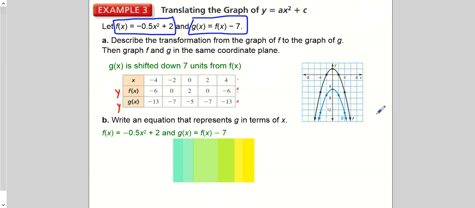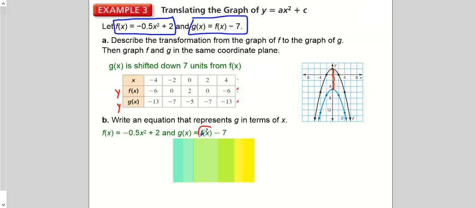The main thing I wanted to do was focus on the fact that it's going to go down. Oh, they're counting by 2s. 2, 4, 6, 7. It went down 7 units, just like we said it would. To write an equation that represents g in terms of x, they told us g of x is f of x minus 7.